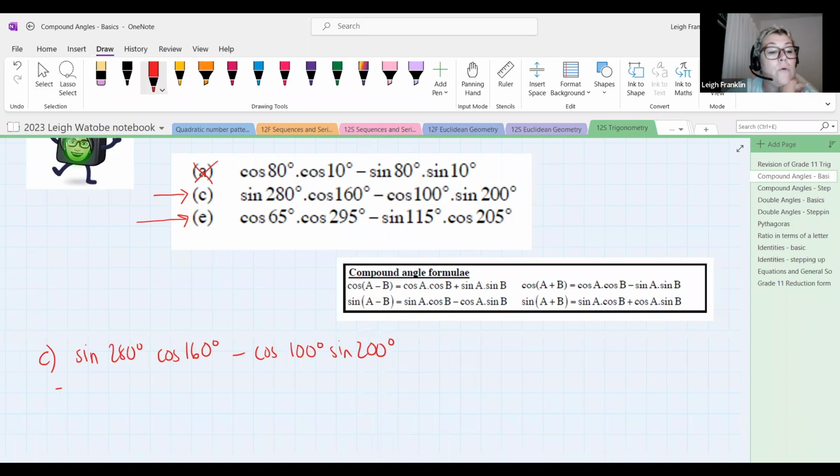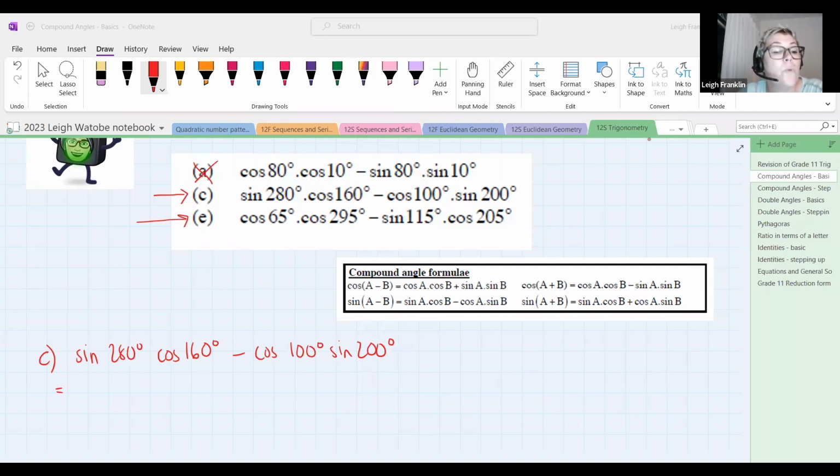It's cos 65. It's cos 295. I can't even see this. Minus sine 115 cos 2. So then I got cos 90 minus 25, cos 360 minus.